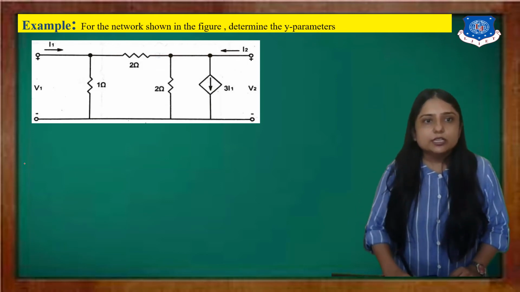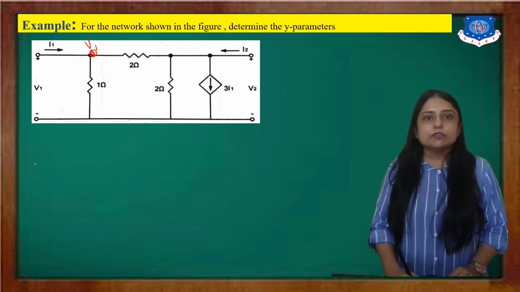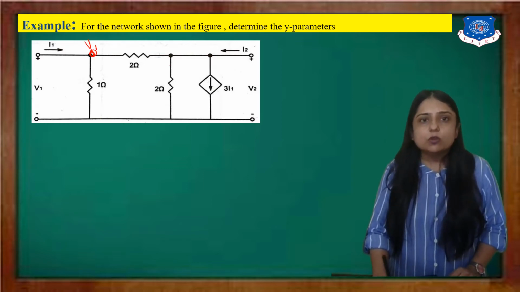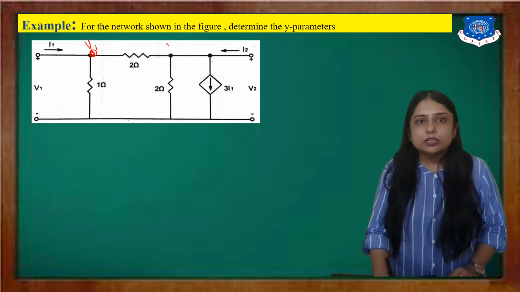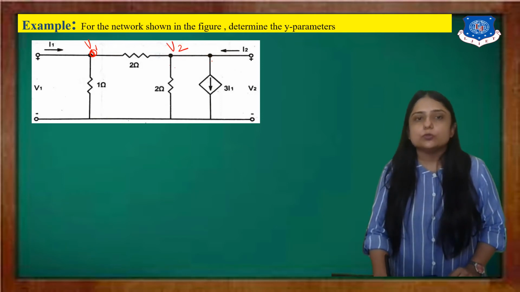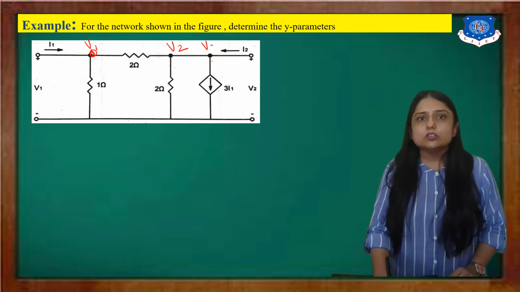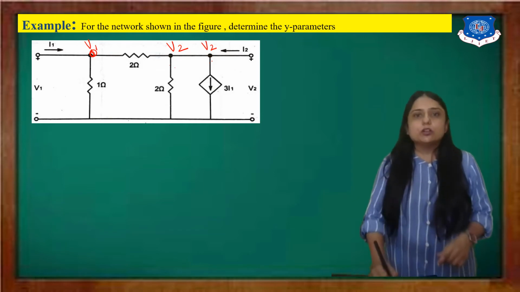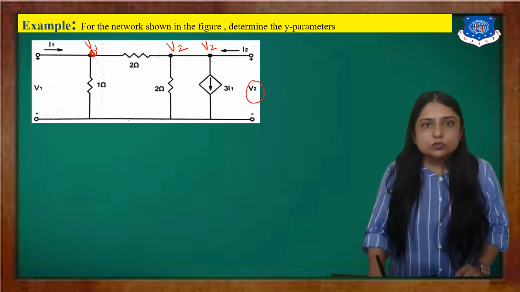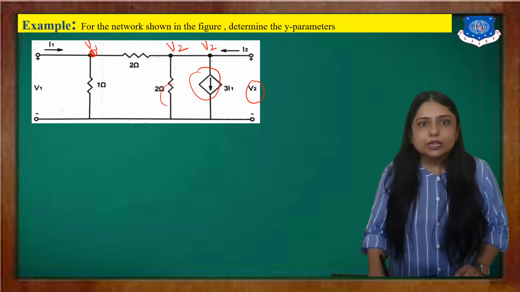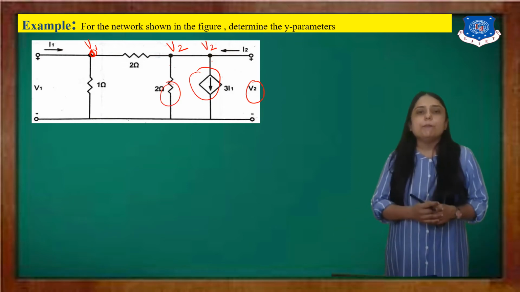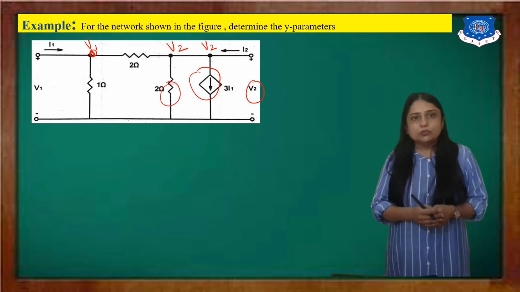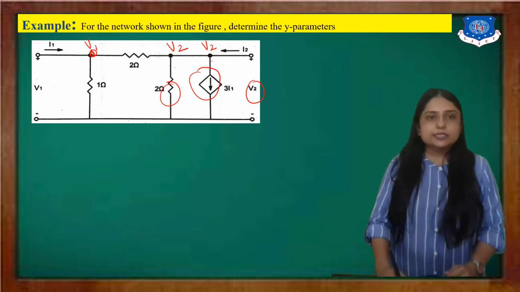Here, I can consider the voltage to be V1. And here these two are connected in parallel, so here also the voltage is V2. This voltage is also V2, because the source and this 2 ohm resistor are all connected in parallel, and in parallel the voltage drop remains the same.